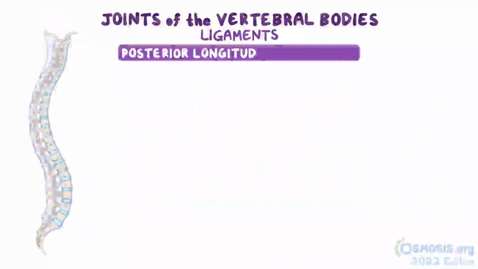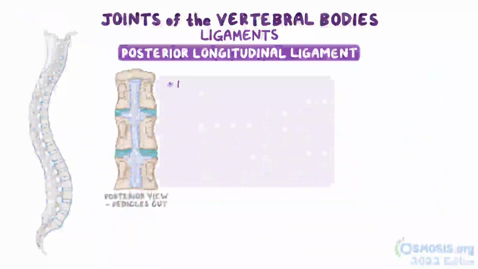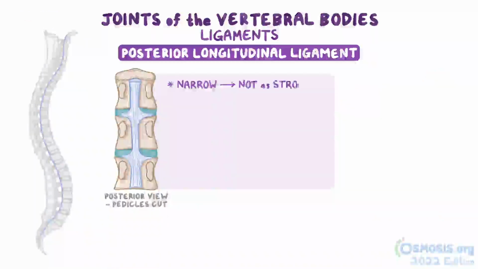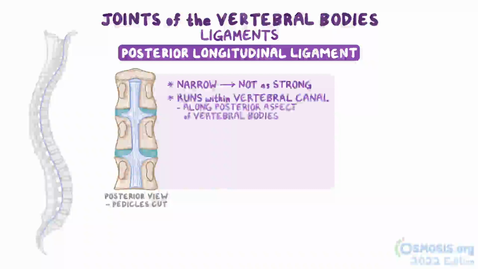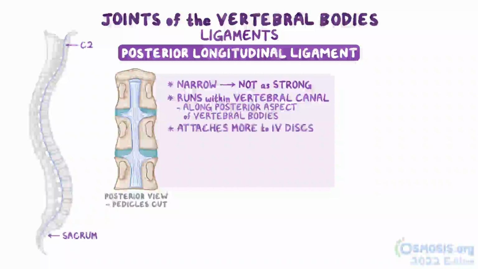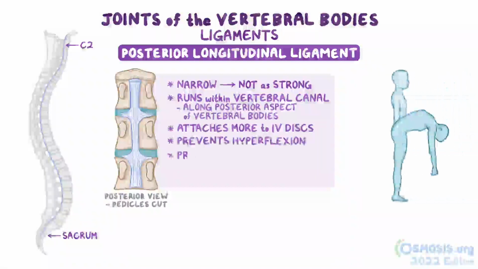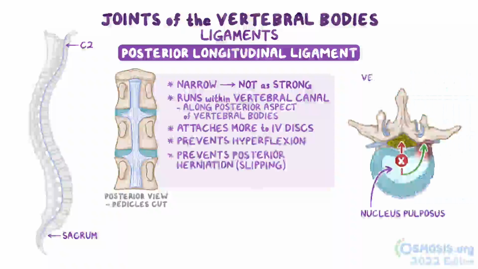The posterior longitudinal ligament is significantly more narrow, and therefore not quite as strong as its anterior counterpart. It runs within the vertebral canal along the posterior aspect of the vertebral bodies. The ligament extends from the C2 vertebra to the sacrum, and it attaches more to the intervertebral discs than to the posterior surfaces of the vertebral bodies. This ligament helps to prevent hyperflexion, and it also prevents posterior herniation or slipping of the nucleus pulposus into the vertebral canal.